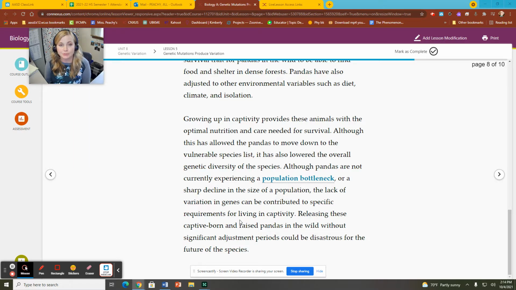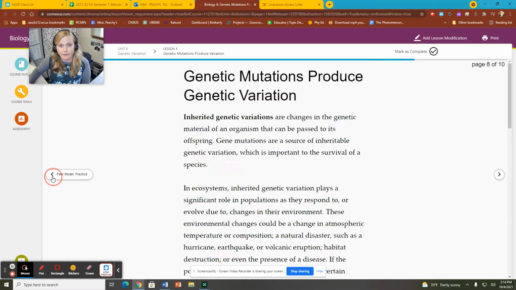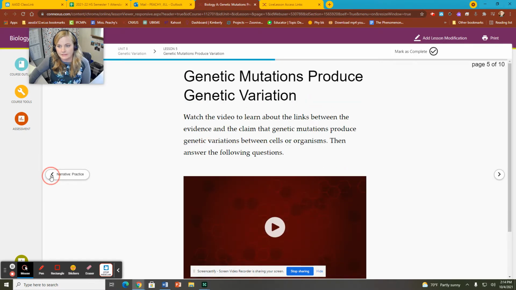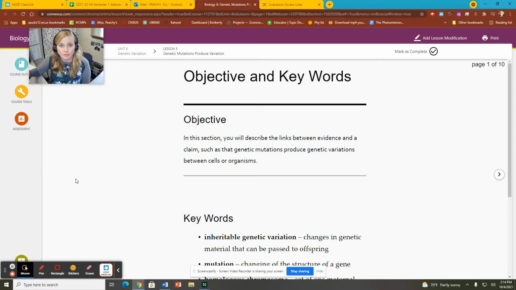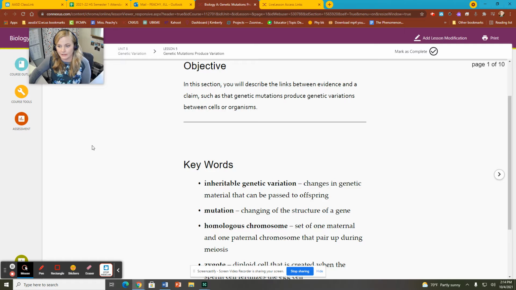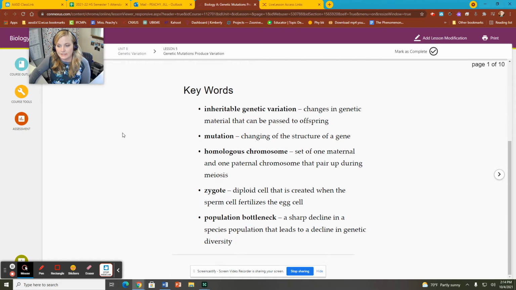Genetic Mutations Produce Variation. So this lesson is a lot of review, I think, from previous lessons. And we do introduce another term that you haven't seen before. So our keywords here are inheritable genetic variation, mutations, homologous chromosome, zygotes, population bottleneck. So let's go through those.